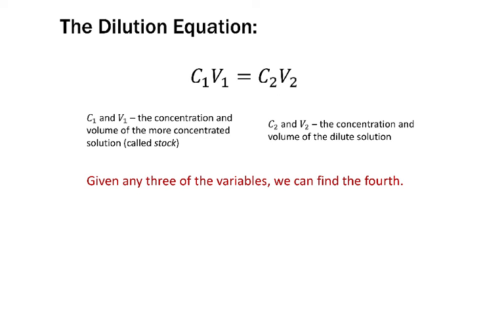So now we have what's known as the dilution equation. C1V1 would refer to the concentration and volume of the stock solution, which would be the more concentrated one. And we will refer to C2V2 as the diluted solution. So now we basically have 4 variables, right? And the kinds of problems that we will get will be where we'll have the information for 3 of these variables. And we can always find the 4th, right?